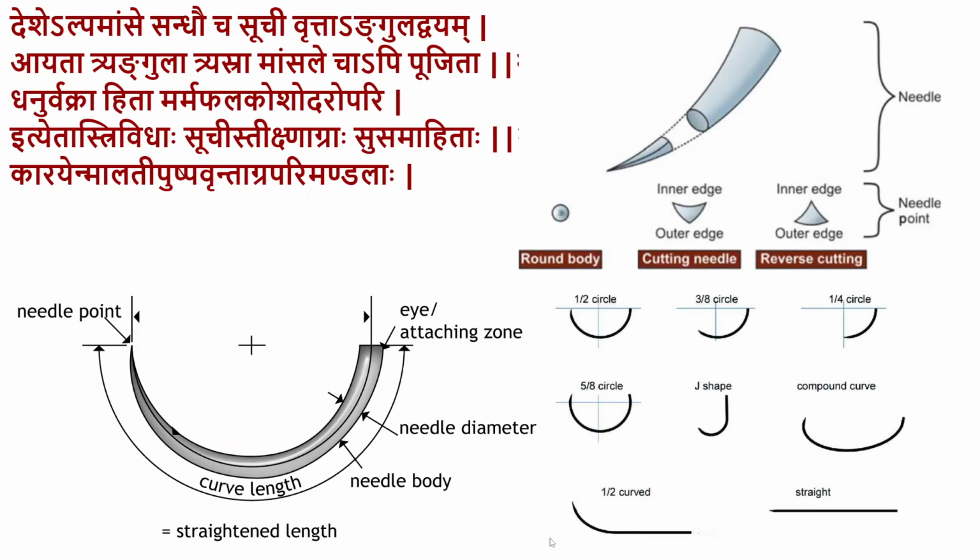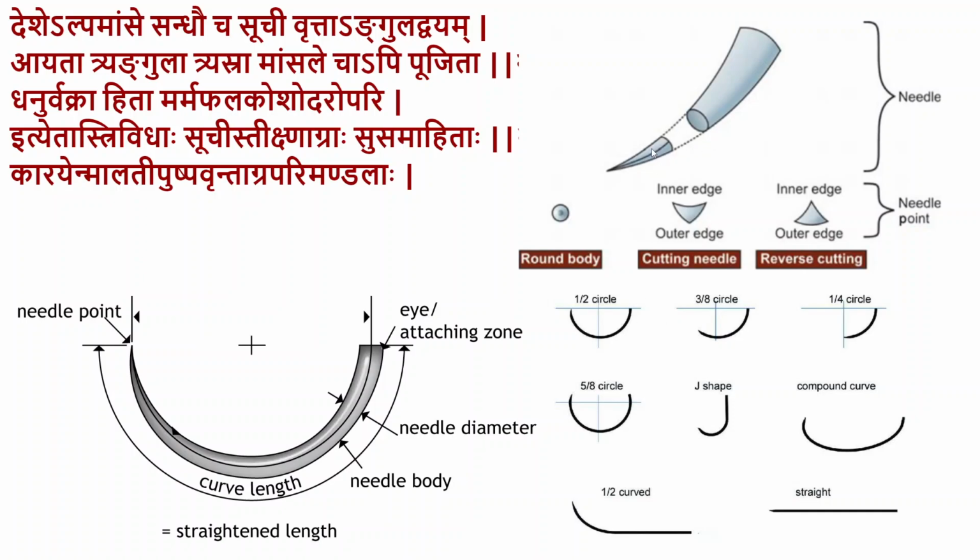Then Sushila even gives the details about the needles which are to be used for the suturing techniques. And Sushila has mentioned 3 varieties of the needle: Vritta, Ayata and Trastra. Now, Vritta is a circular bodied needle, a round bodied needle.